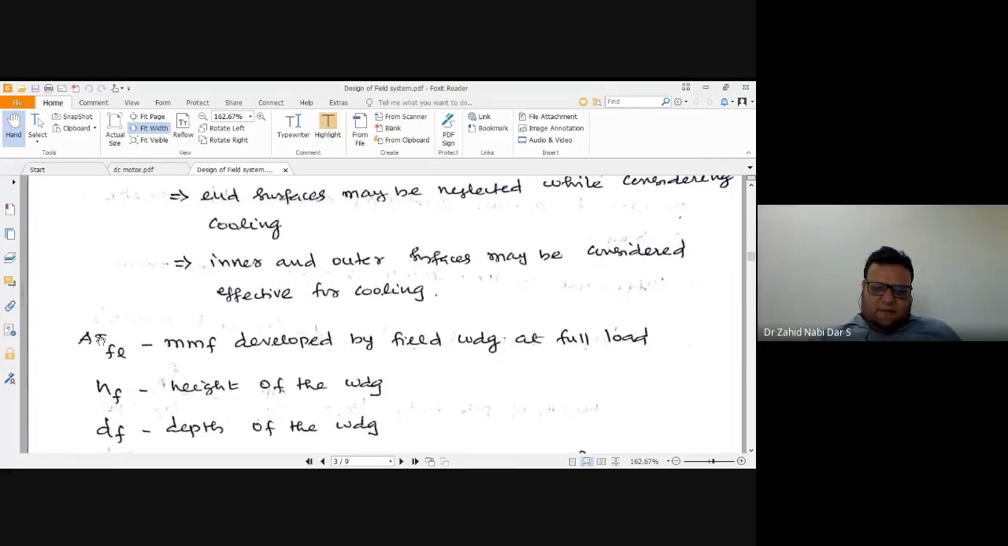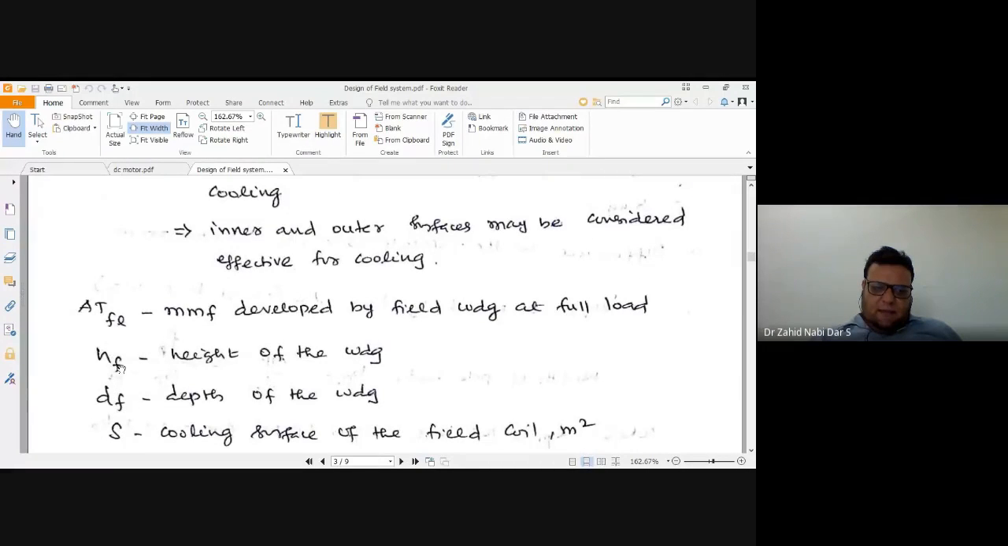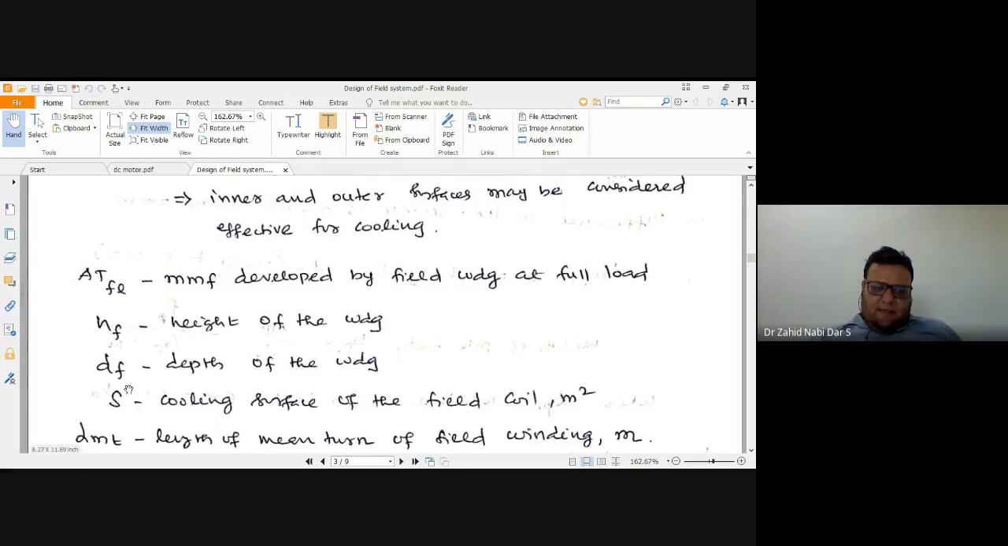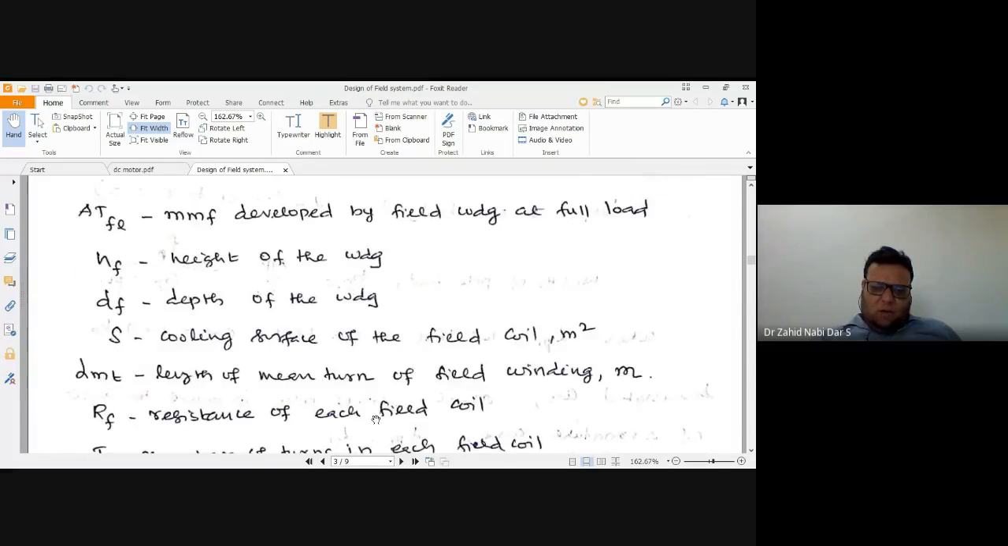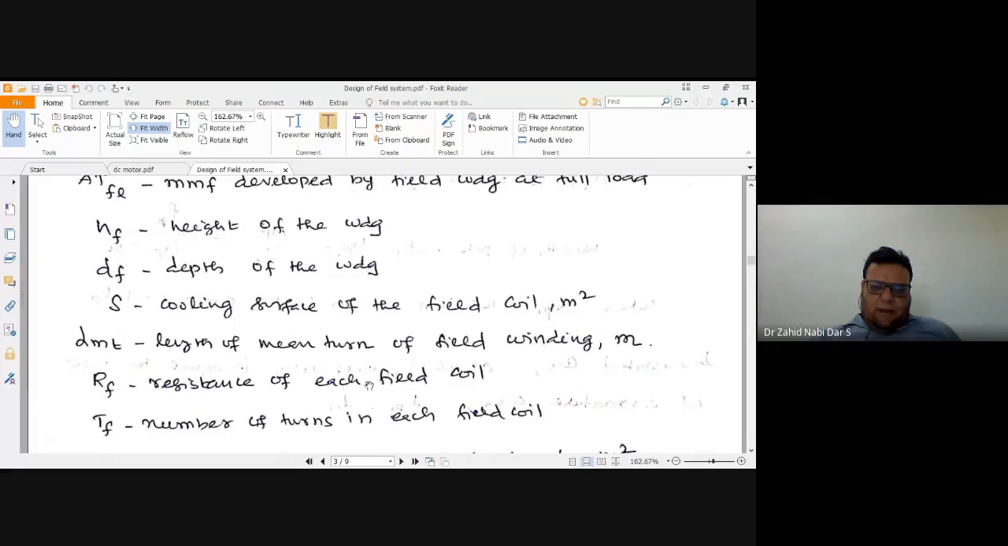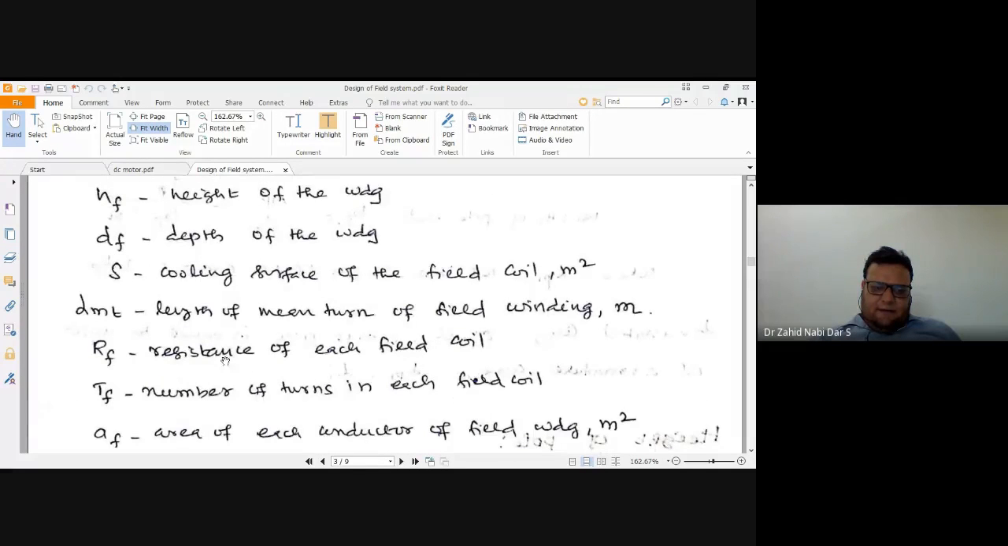So ampere turns at full load would be, see, the height of the winding is given as HF, the depth of the winding is given as DF. S is the cooling surface of the field coil in meter squared. S is the surface area. LMT is the length of the mean turn of the field winding. RF is the resistance of each field coil. TF is the number of turns in each field coil.